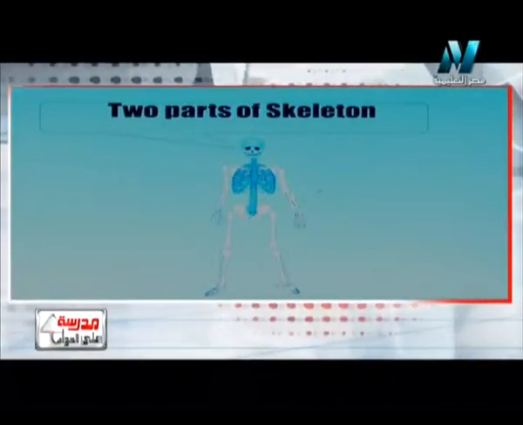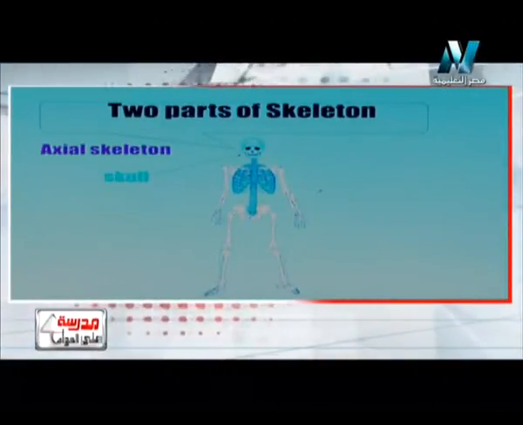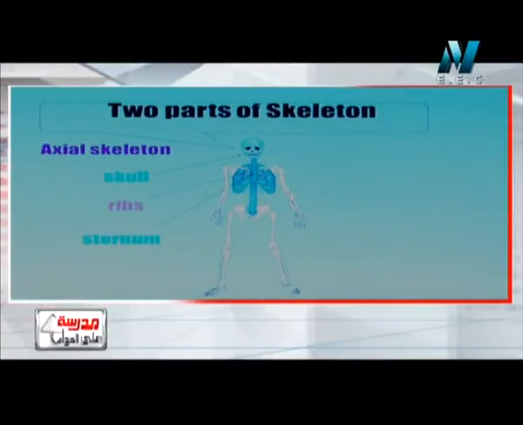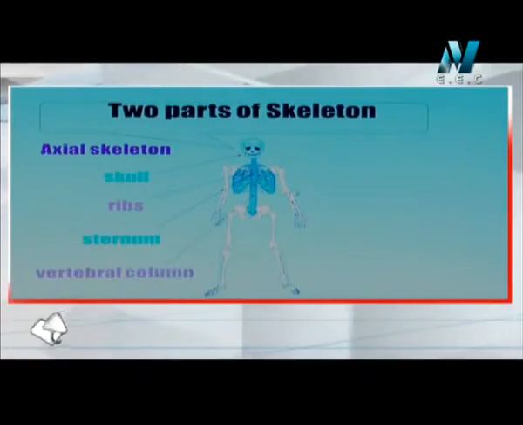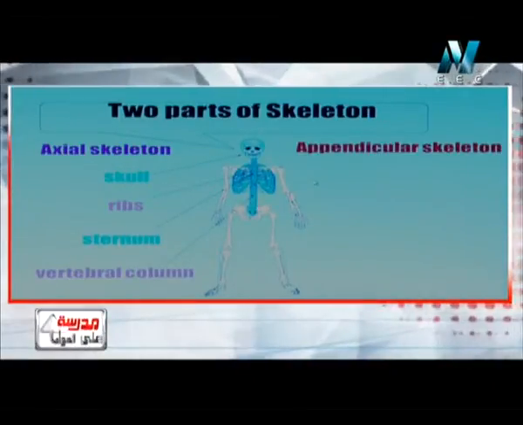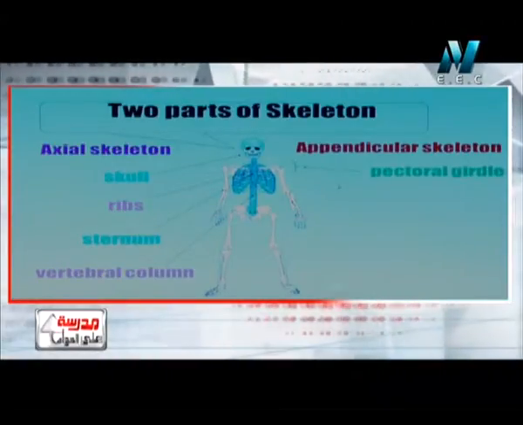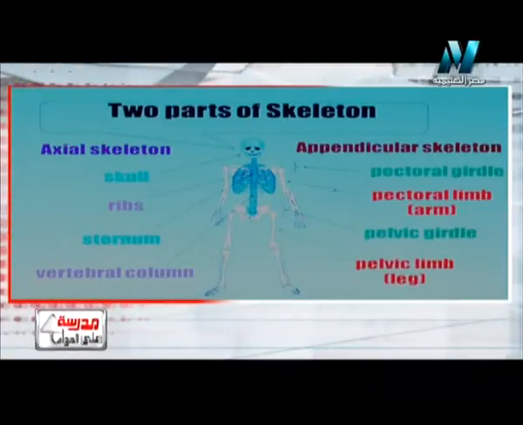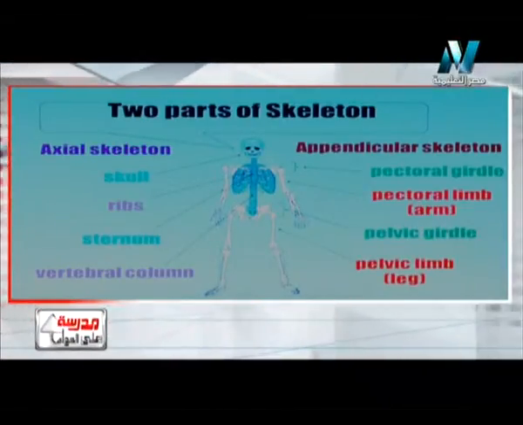Forelimbs, F-O-R-E, these are the upper limbs, and the lower limbs, which are called the hind limbs. Now we have two parts of the skeleton. Axial skeleton, which consists of the skull, rib cage, consisting of ribs and sternum, and vertebral column. Appendicular skeleton, pectoral girdle, pectoral limbs, pelvic girdle, and pelvic limbs. These are the two parts of the skeleton.